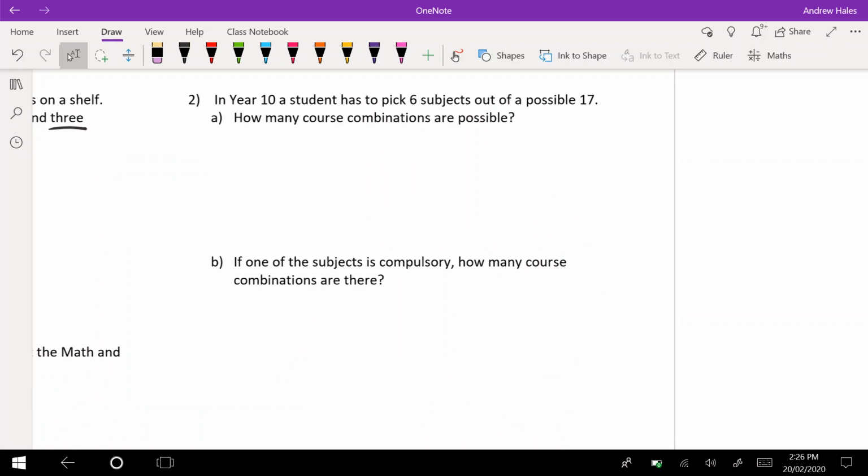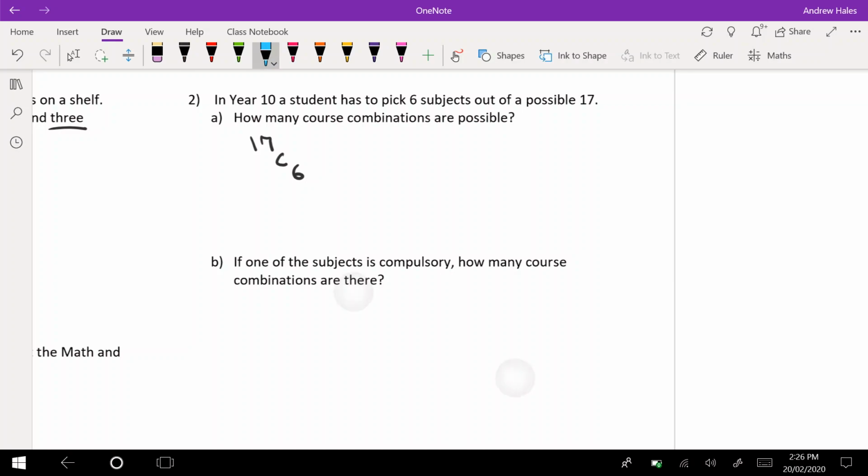Now here for question 2. In year 10, a student has to pick 6 subjects out of a possible 17. How many course combinations are possible? Okay, well that is simply just 17C6. Again, in a non-calc assessment, we would expect just that answer, okay?